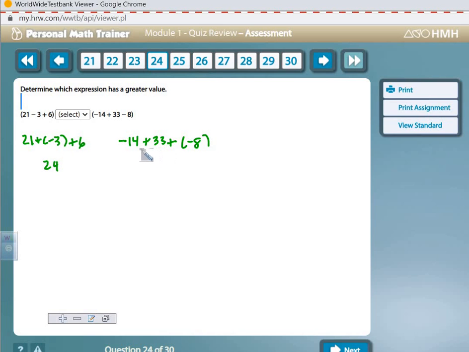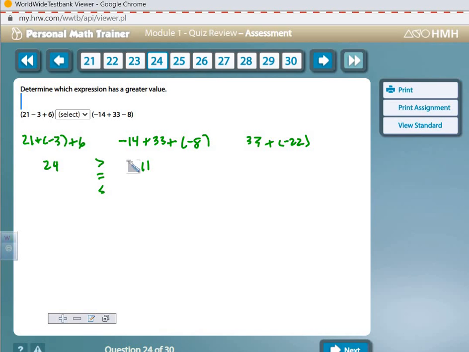And then over here, let's see, I'm going to put these two together. Negative 14 plus negative 8 is negative 22. So then I have 33 plus negative 22. What do I have more of? I have more positives. How many more positives do I have? I have 11. So then ask yourself, how does 24 compare to 11? Is it greater than, is it equal, or is it less than?